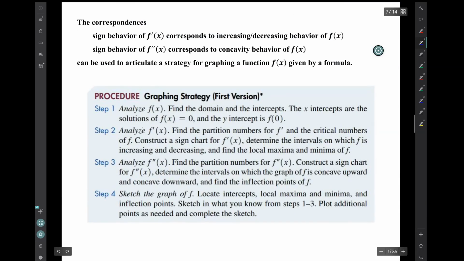Remember, the graphing strategy is analyze f by asking the simple questions about f, the domain, the axis intercepts, where it's positive and negative, and then analyze f prime, finding its sign behavior, and then using that to make conclusions about f, and then analyze f double prime, finding its sign behavior, and using that to make conclusions about f. So let's start with step 1.